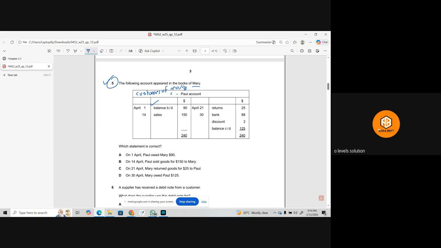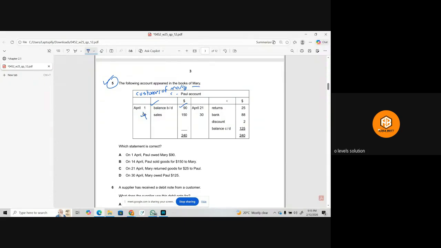On 1st April, Paul owed Mary 90. Okay, so yes, he actually owed. So that's correct. On 14th April, Paul sold goods for 150. No, Mary sold goods for 150 to Paul, not the other way around. Not correct. 21st April, Mary returned goods for 25 to Paul. $25 on 21st April. Okay.